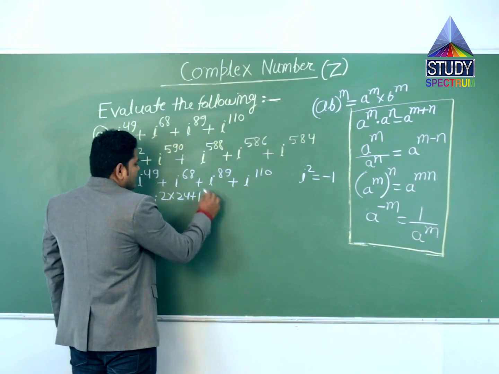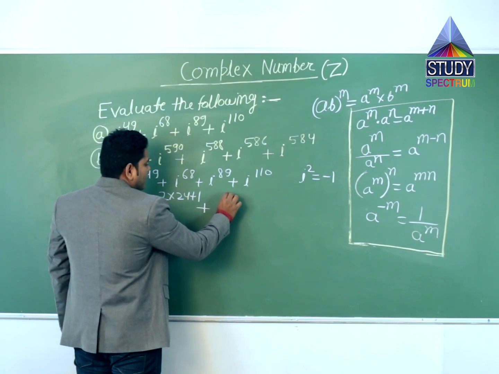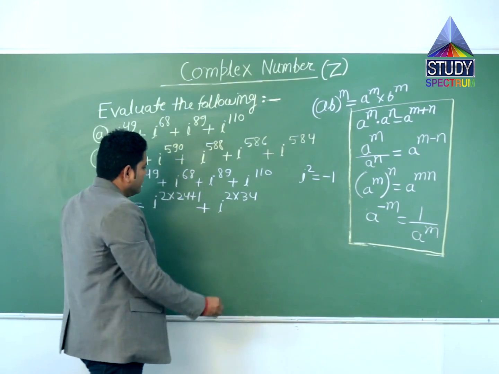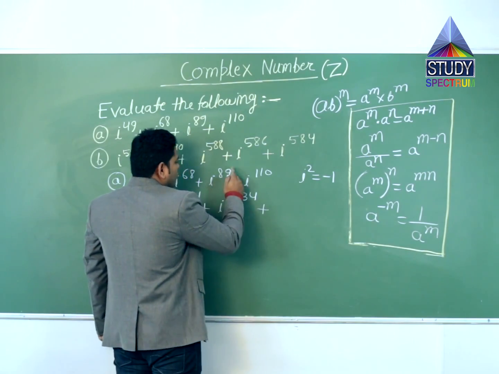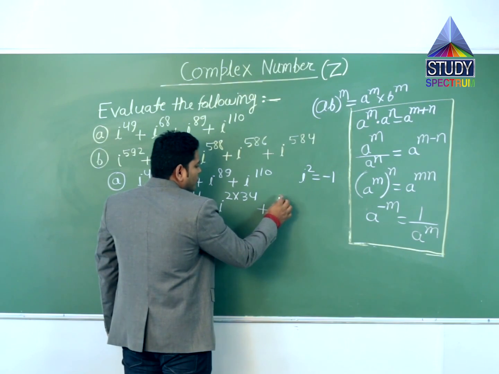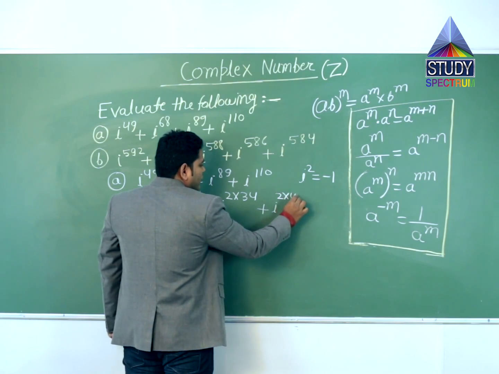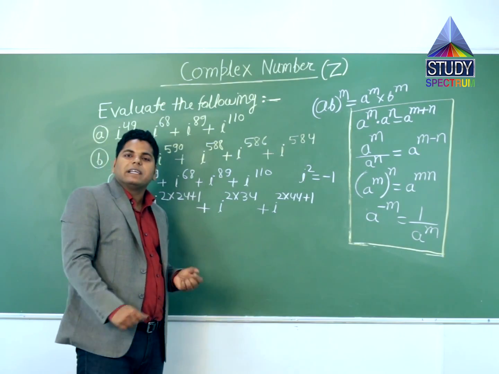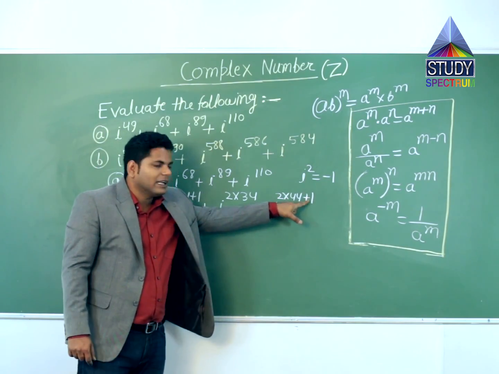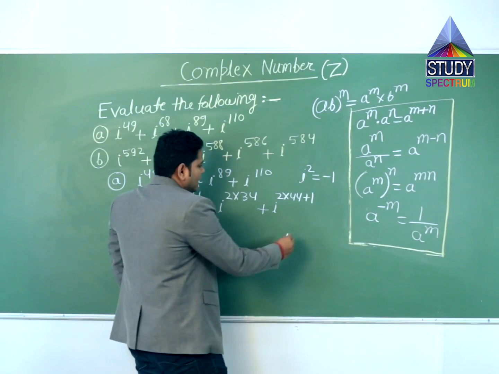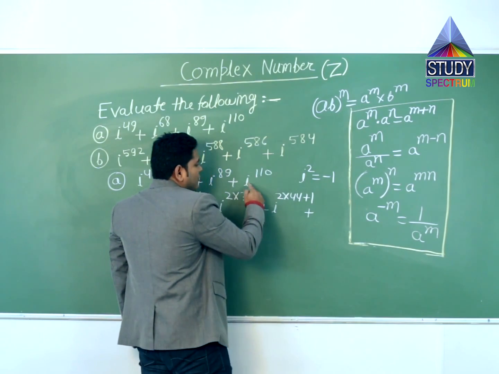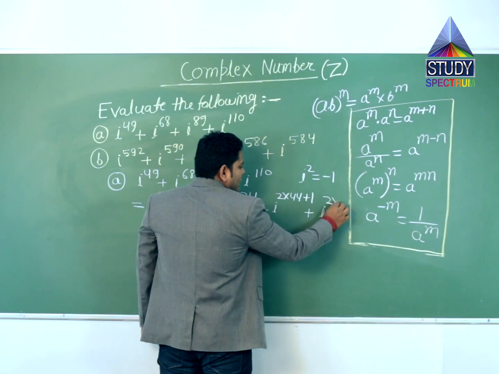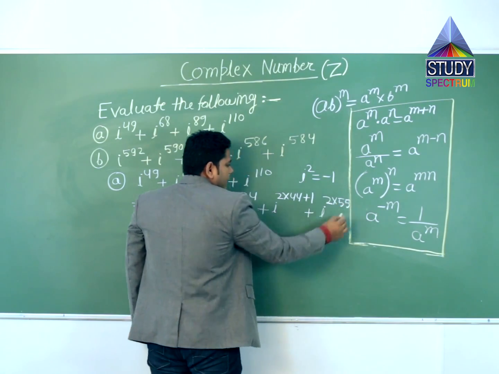In the same way, we will express 68 in terms of 2, and you will write 2 into 34, plus i to the power 89. 89 can be expressed in terms of 2 as 2 into 44 plus 1. It means we divide 89 by 2 and get quotient 44 and remainder 1. In the same way, i to the power 110, and 110 can be written in terms of 2 as 2 into 55.